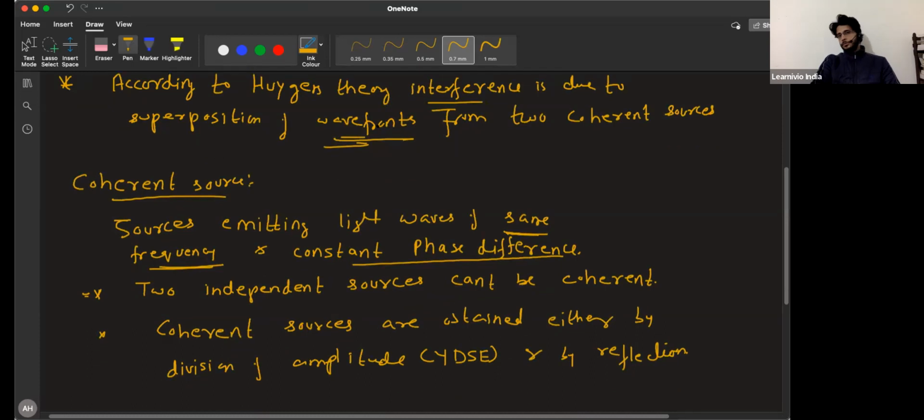This is an important question. Explain interference on the basis of Huygens' theory. It's just superposition of wavefronts from two coherent sources.